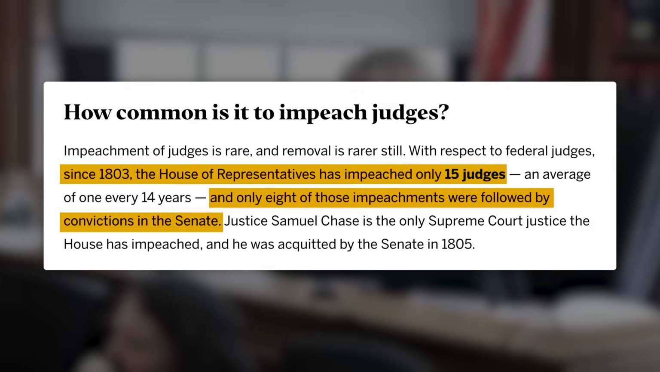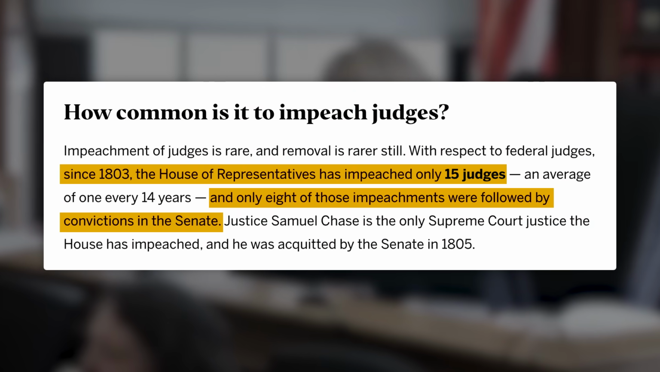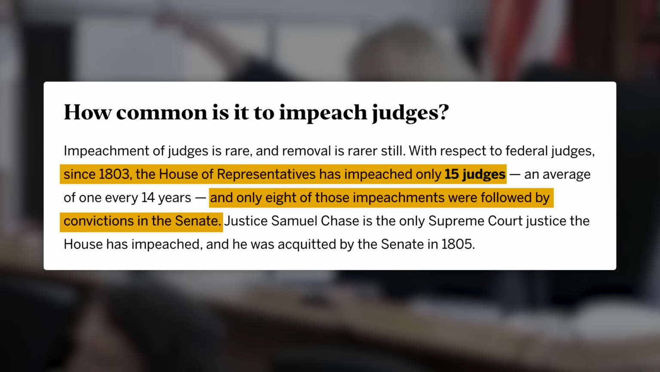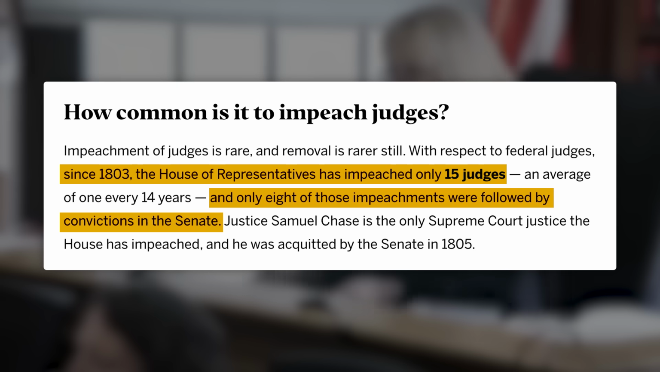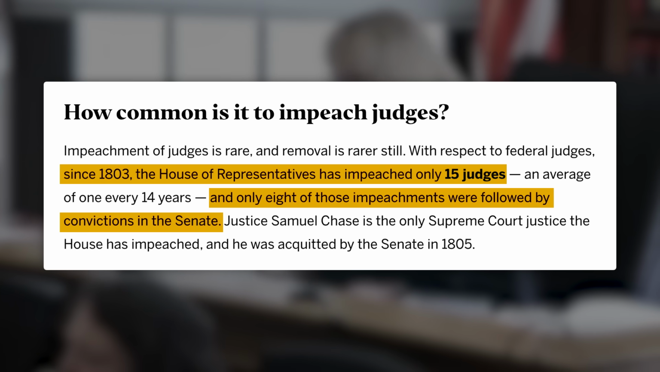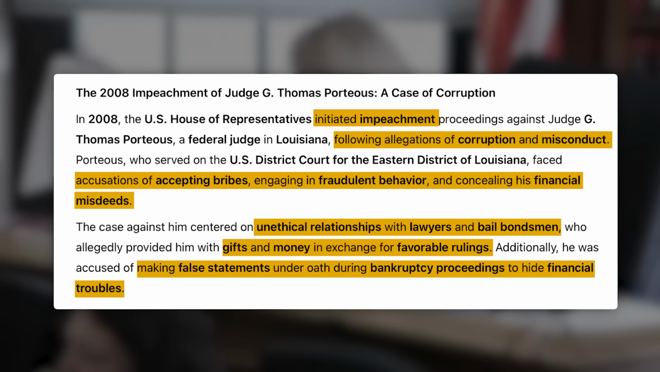In the last 250 years, since the United States first came about, there have only been 15 instances where a judge has been brought before the House of Representatives and impeached, and then only 8 of those were removed. So about 50% of the judges that have ever been impeached have actually been removed in federal courts. The most recent being in 2010 for corruption. That was G. Thomas Porteous Jr.